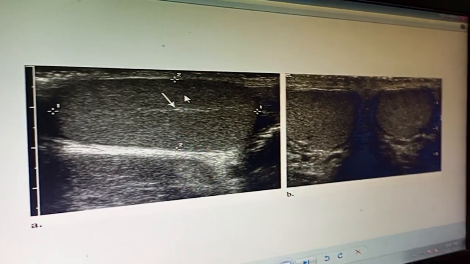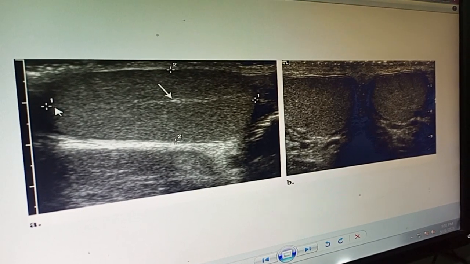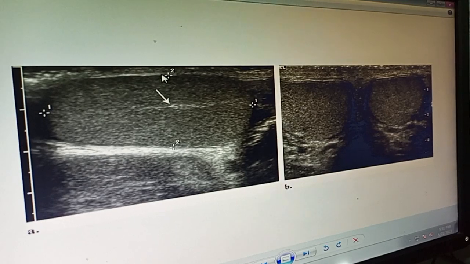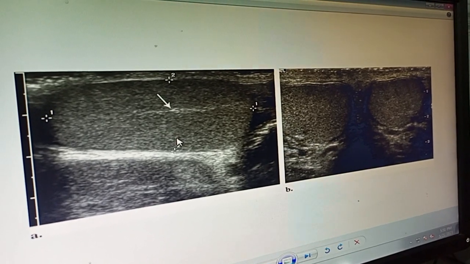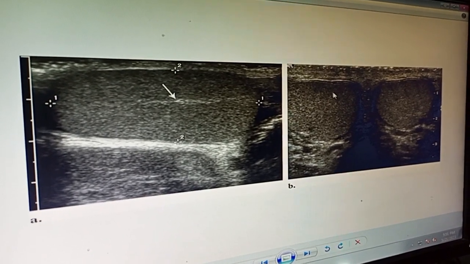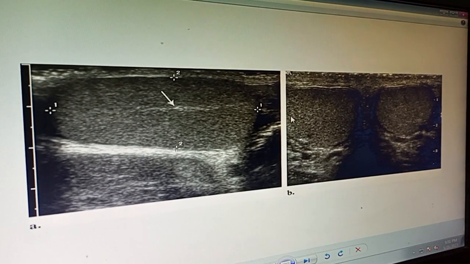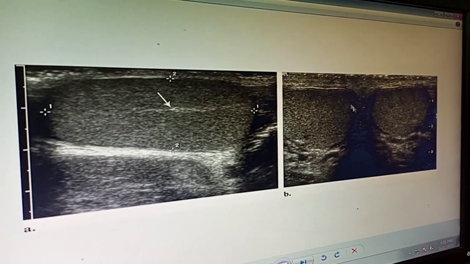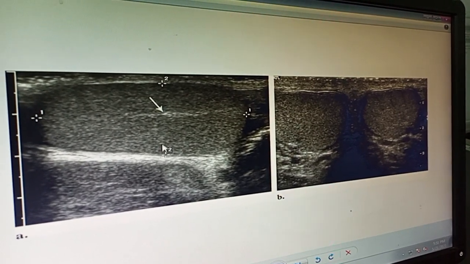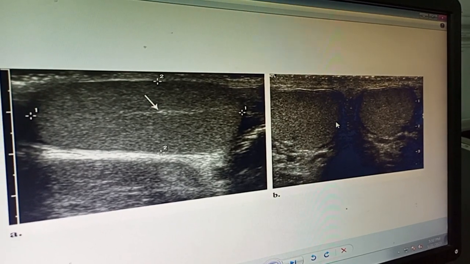The normal length of the testes is 3 to 5 centimeter, and the AP diameter normal is up to 3 centimeter. On the transverse scan, the normal diameter of the width is 2 to 4 centimeter. This is the length, this is the AP diameter, and this is the width of the testis.